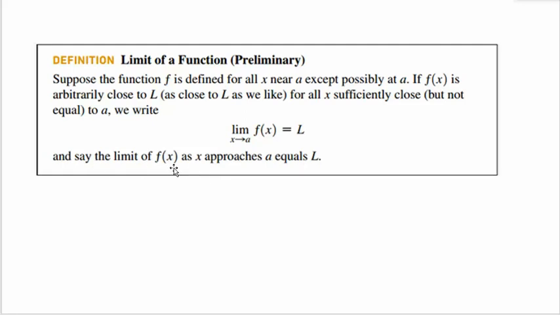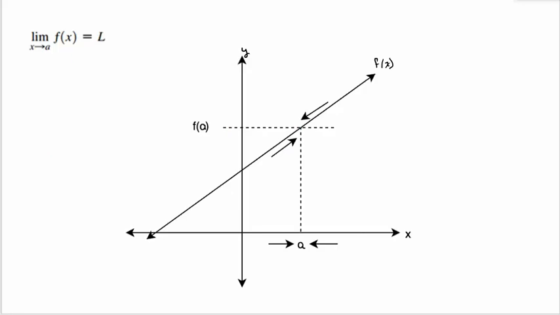The limit of f of x as x approaches a. Sometimes I switch these around. I kind of like to say the limit as x approaches a of f of x, and that's fine as well. So to get a picture of what's happening here, let's say we've got some function and we've got some input value a, and we want to know as x approaches a, that's what these arrows are signifying down here. As x approaches a, what is f of x approaching?